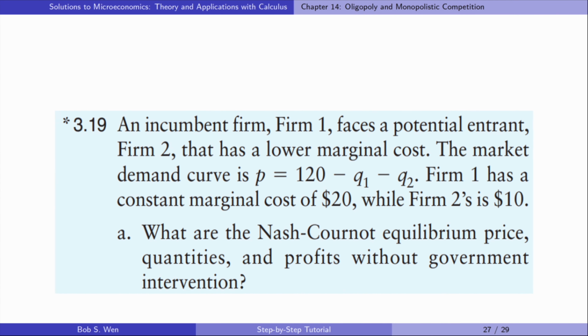Let's finish the last exercise in this section. An incumbent firm, Firm 1, faces a potential entrant, Firm 2, that has a lower marginal cost. The market demand curve is P equals 120 minus Q1 minus Q2. Firm 1 has a constant marginal cost of $20, while Firm 2's is $10. In Part A, what are the Nash-Cournot equilibrium price, quantities, and profits without government intervention?